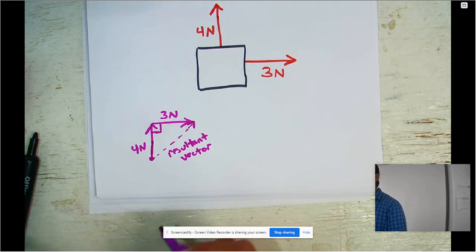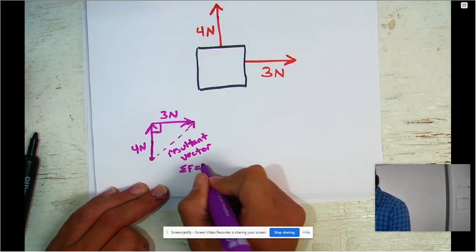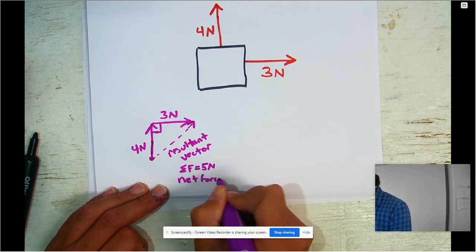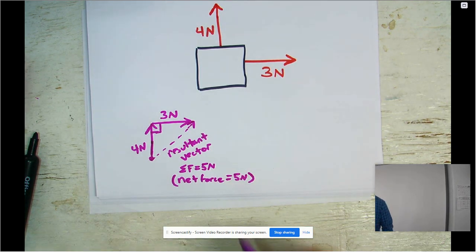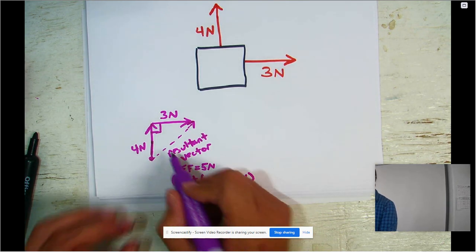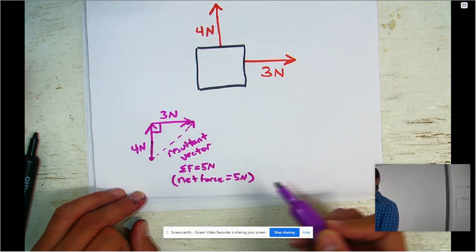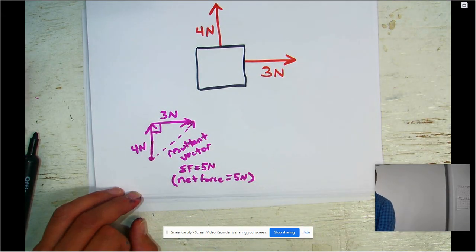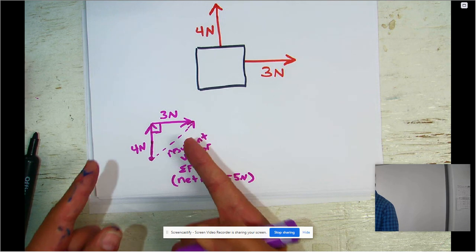So the resultant vector, or the sum of all forces, is equal to 5 newtons, or the net force is equal to 5 newtons. Where did we get 5 newtons from? I'm going to use the Pythagorean theorem to solve for the hypotenuse of this right triangle. I knew that it was a 3, 4, 5 right triangle, a special right triangle, so that's why I knew it was 5.